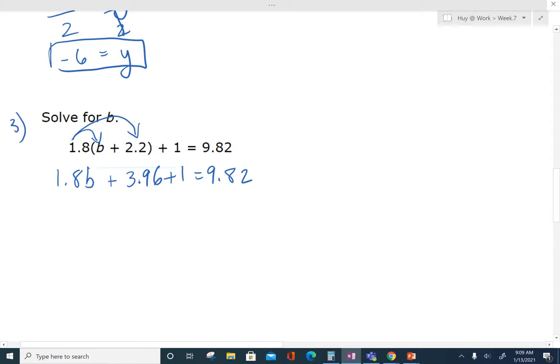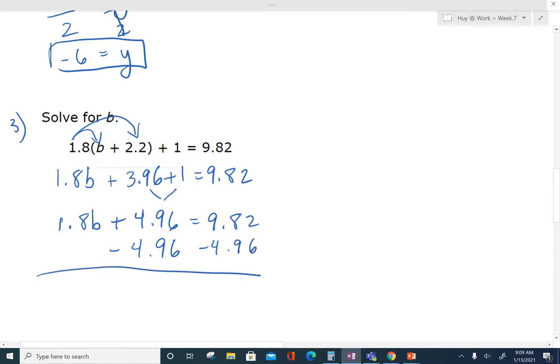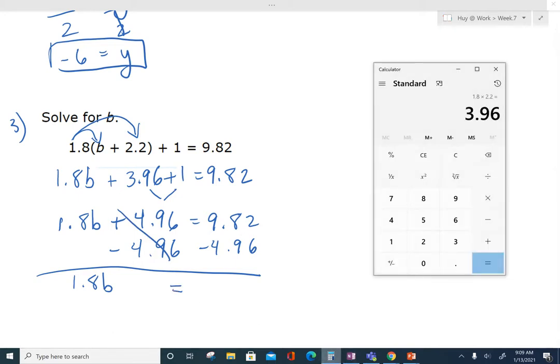All right, so now we're going to combine like terms, starting with these two numbers in the middle right there. So we have 1.8b plus 4.96 equals 9.82. Now let's subtract 4.96 from both sides. So I have 1.8b, that cancels out, equals 9.82 minus 4.96, 4.86.